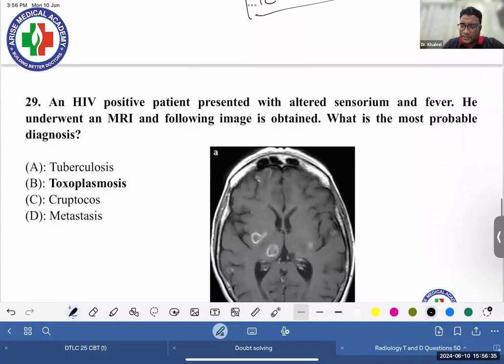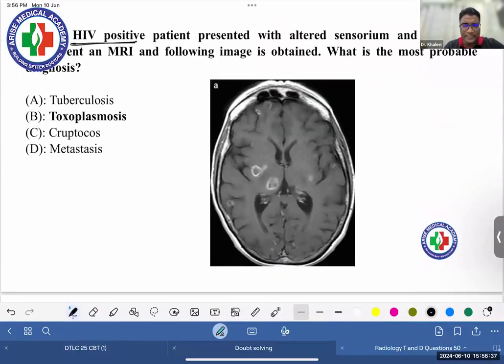An HIV positive or AIDS patient, and MRI is showing multiple ring enhancing lesions in the basal ganglia. Ring enhancing lesions in AIDS patients, in the basal ganglia especially, are all classic of toxoplasmosis.